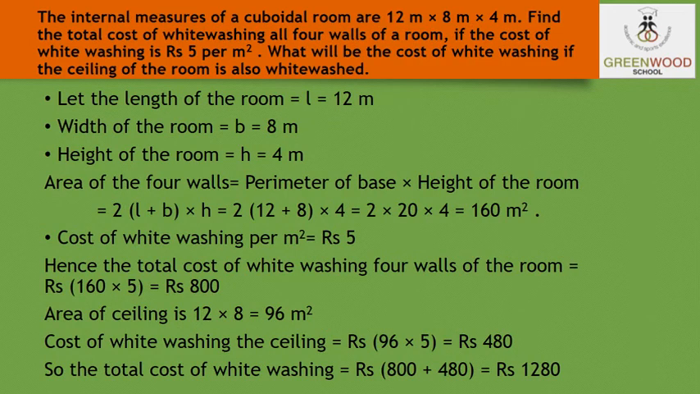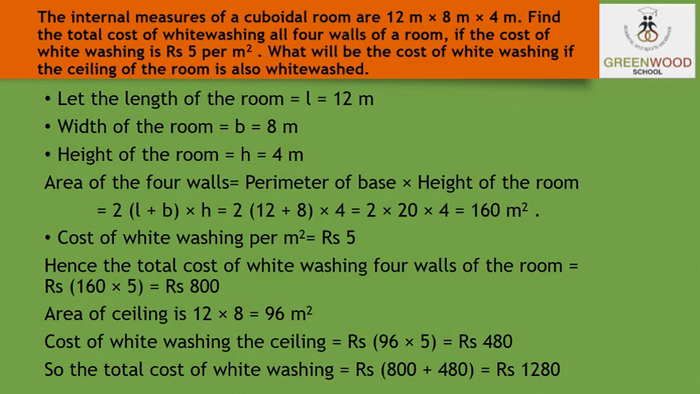Here in this question, the internal measures of a cuboidal room are 12 meter by 8 meter by 4 meter. Find the total cost of whitewashing all four walls of the room, if the cost of whitewashing is 5 rupees per meter square. What will be the cost of whitewashing if the ceiling of the room is also whitewashed? Let the length of the room be 12 meter, width, that is the breadth, be 8 meter, height equal to 4 meter. Now the area of four walls would be equal to 2(L + B)H, that is lateral surface area of a cuboid.